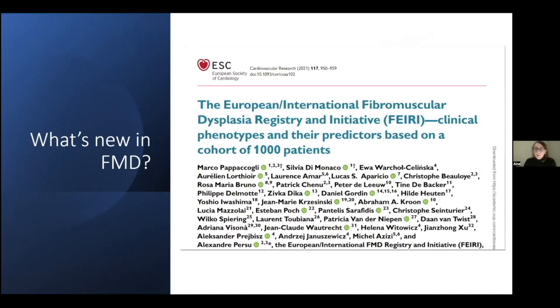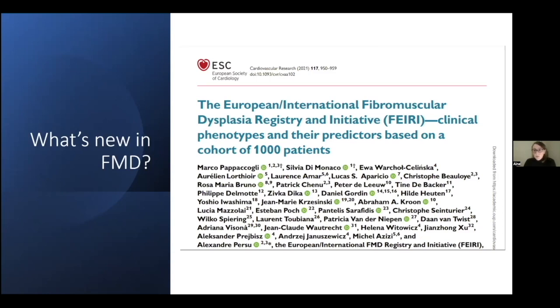We also have the European registry data, and we have the first international consensus guidelines in terms of the management and treatment of FMD. This helps us characterize patients with FMD, provide appropriate screening and management, and it ensures that we have improvement in outcomes of all patients with FMD.